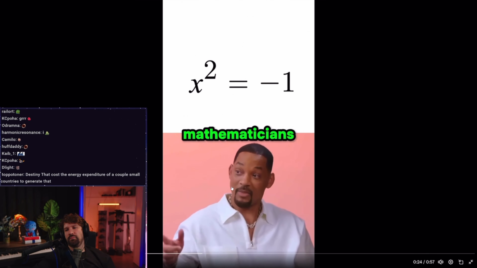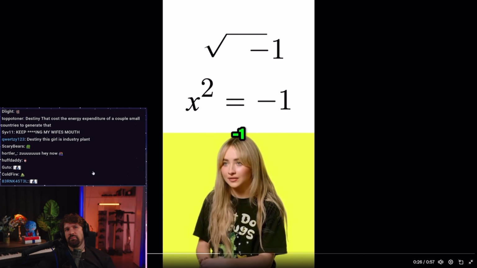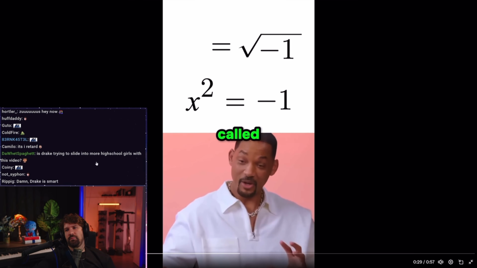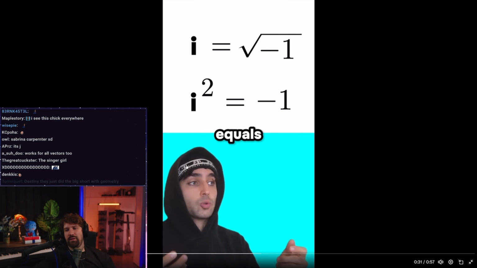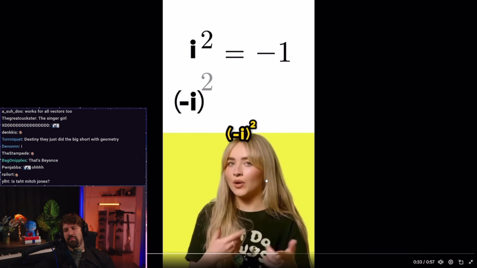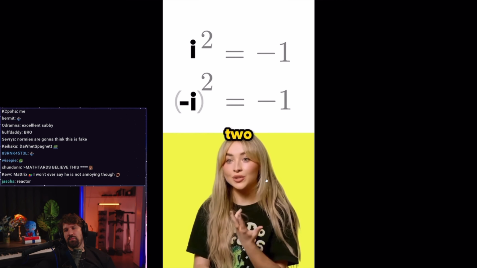So basically, mathematicians invented the square root of -1 and said it's an imaginary number called i. So i squared equals -1. Correct. And minus i squared also equals -1. x has 2 solutions, see?